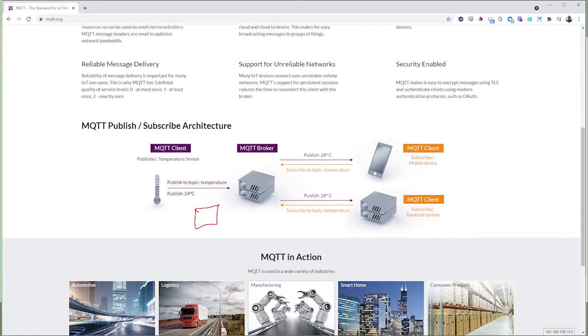In this case, the client is publishing to a topic. That topic is called temperature. And then we have subscribers to that topic. We have a cell phone here that is subscribing to the temperature topic, and this MQTT backend system is also subscribing. So as this sensor publishes its data, it's being ingested and stored. As well, we have real-time notifications going to a cell phone here. So pub, sub, publish, and subscribe protocol.